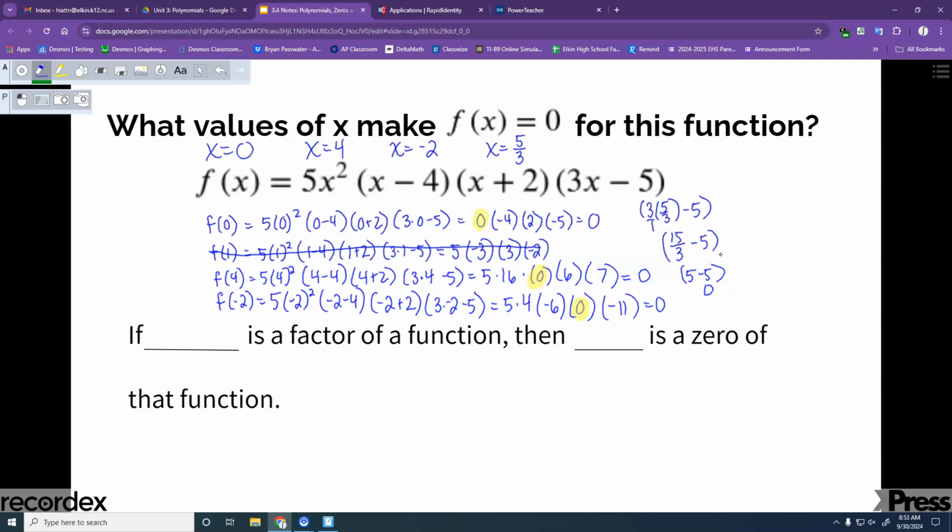The other ones are easier to look at and find. That 5/3 is a little more difficult, but I think when we see it, you'll see that it'll be a little bit easier to find the answer. So, a conclusion that we're going to make: if x minus c is a factor of a function, then c is a 0 of that function.